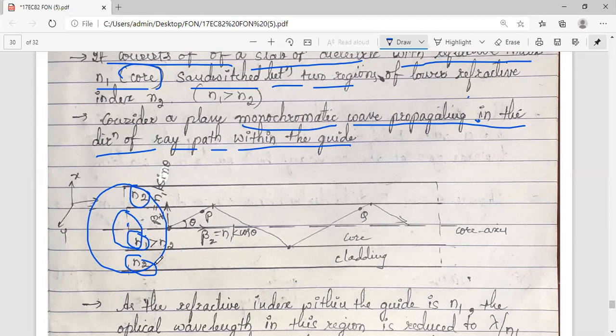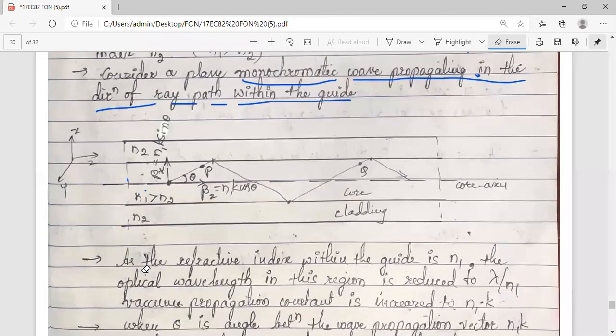Okay, the material is the same, but it is sandwiched between two layers, and the refractive index of the cladding is lower compared to the core. So we will continue with the same structure. What is happening here, you can observe. Let us go through the points, and at the same time we will analyze the figure.